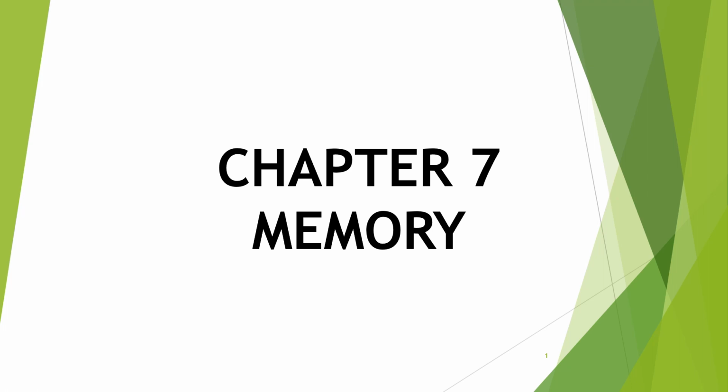Okay, so chapter 7 on memory. In this chapter, we are going to discuss the three different types of memory: short-term memory, working memory, and long-term memory. Within each of those types, we'll also talk about how memory is processed.